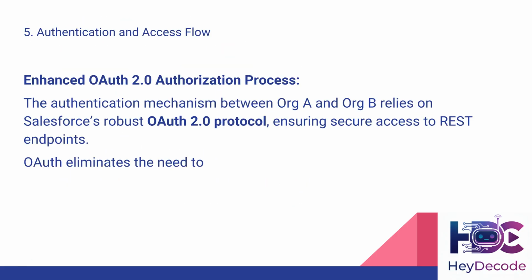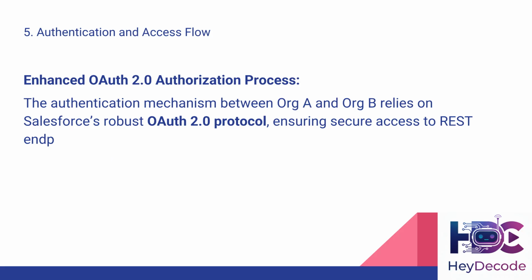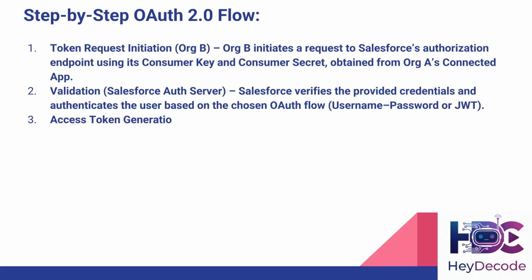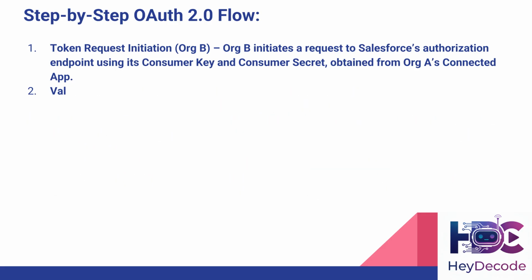The authentication and access flow leverages OAuth 2.0 for secure access. This protocol eliminates plain text credentials and uses token-based authentication for all API calls between Org A and Org B. The OAuth 2.0 flow involves Org B initiating a token request, Salesforce validating credentials, generating an access token, and Org B using this bearer token for API calls. Tokens are refreshed as needed for continuous access.